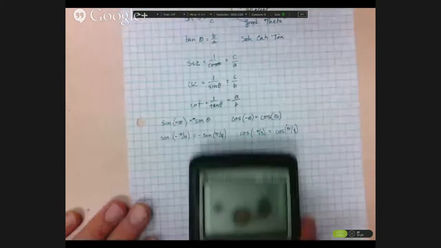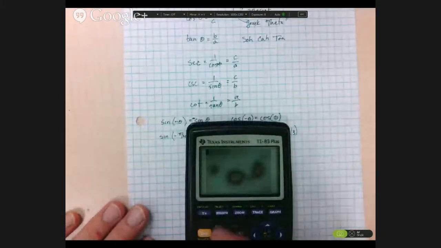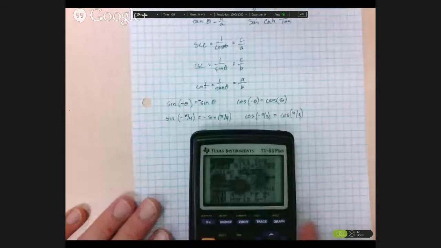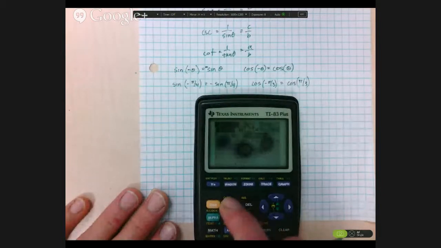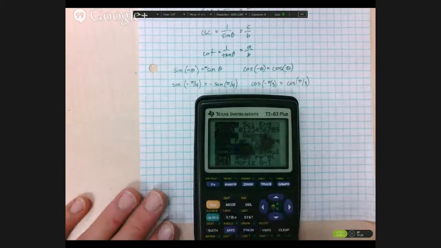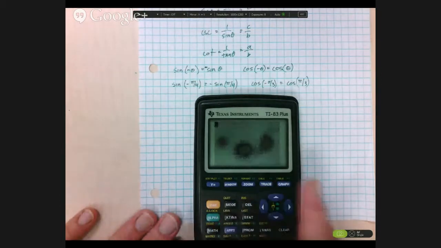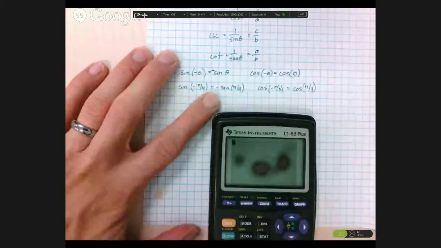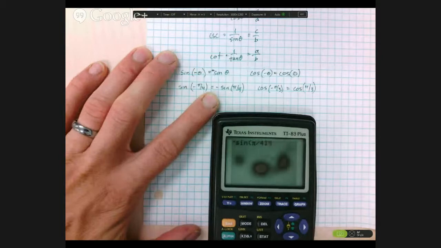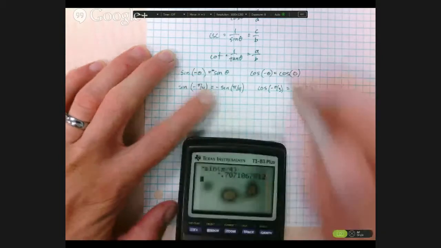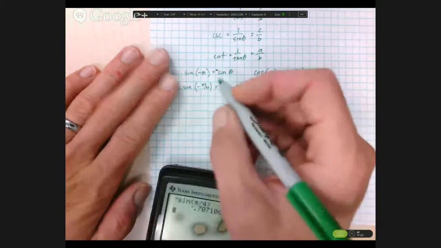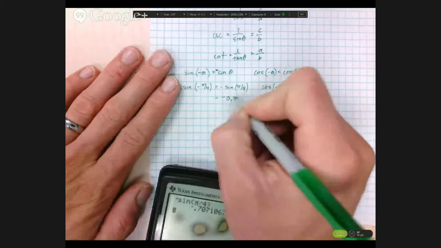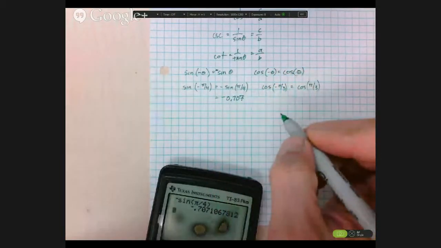On your calculator, I just want to make you aware of a couple things. If you go to mode, I press the mode key, we're going to make sure we're in radians here. Radians versus degrees. I want to evaluate negative sine of pi divided by 4. We're going to memorize some of these values. Three decimal places is enough for AP.